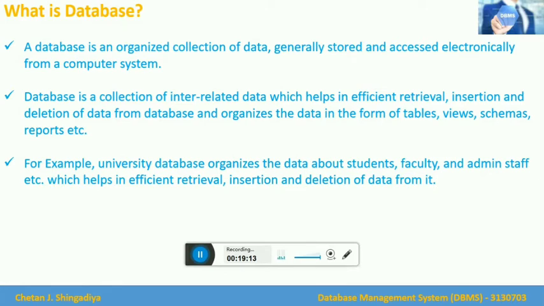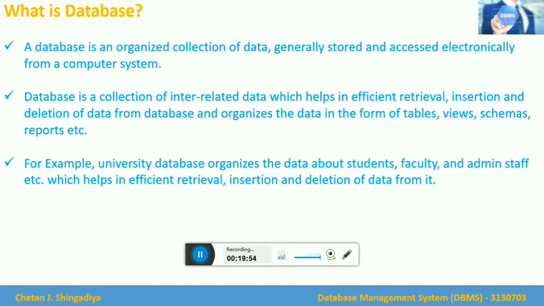For example, a university database organizes the data about students, faculty and admin staff, etc., which helps in efficient retrieval, insertion and deletion of data from it. So this is an example of a database. Let me explain this once again. What is a database? A database is a collection of interrelated data which helps in efficient retrieval, insertion and deletion of data from a database and organizes the data in the form of tables, views, schemas, reports, etc.